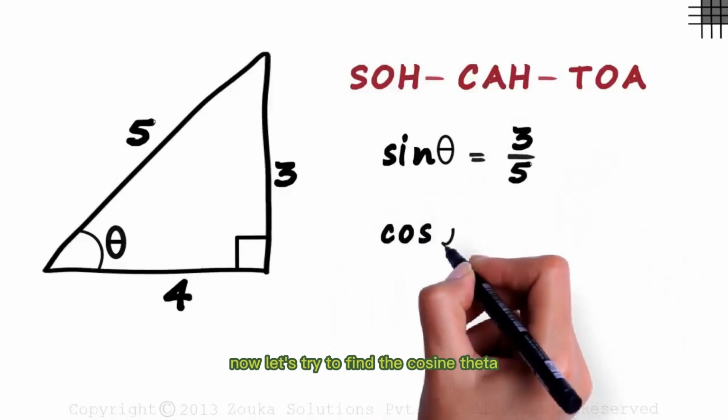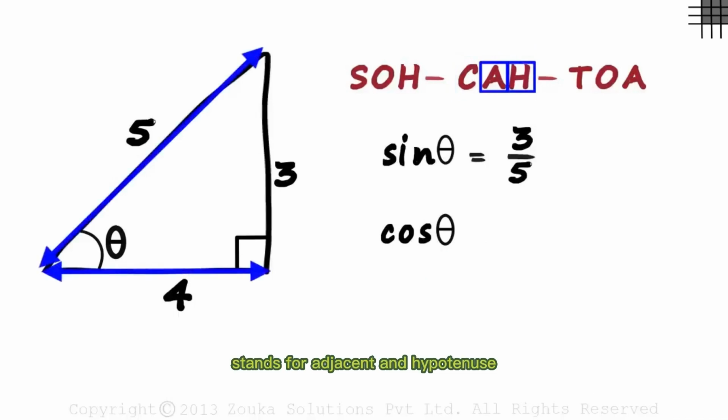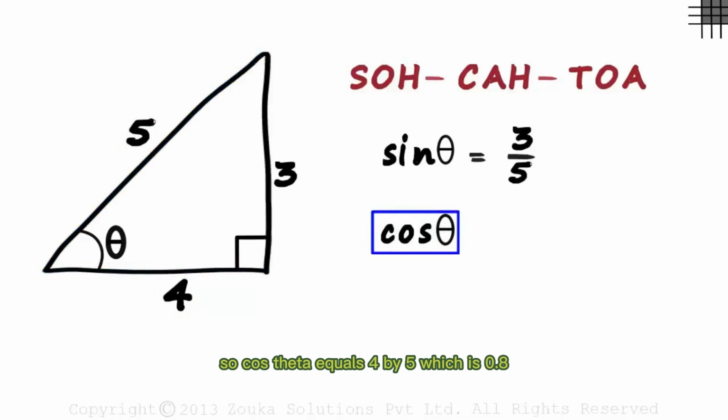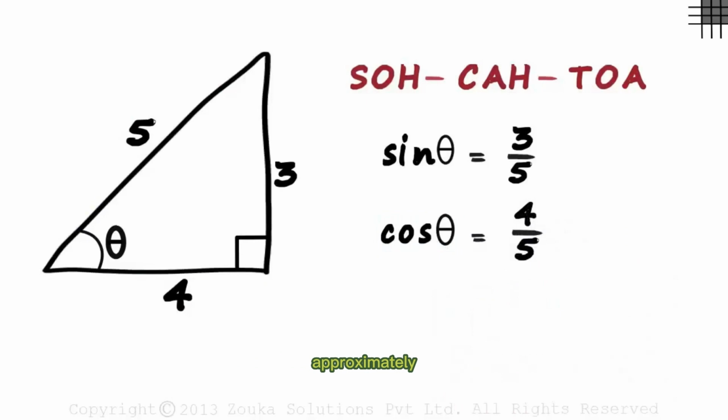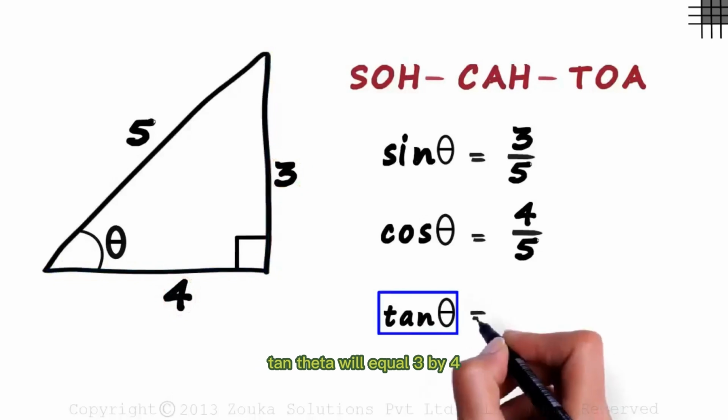Now let's try to find the cosine theta. CAH stands for adjacent and hypotenuse. The side adjacent to theta is 4 units long and the hypotenuse is 5 units long. So cos theta equals 4 by 5, which is 0.8. Tan theta is opposite by adjacent. The opposite side is 3 units long and the adjacent side is 4 units long. Tan theta equals 3 by 4.